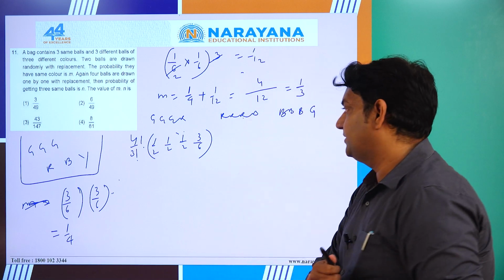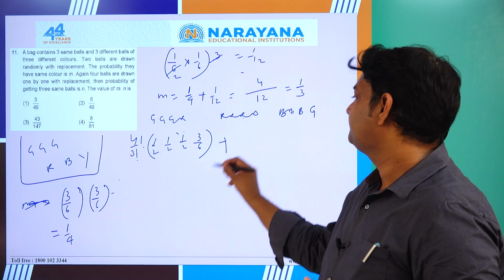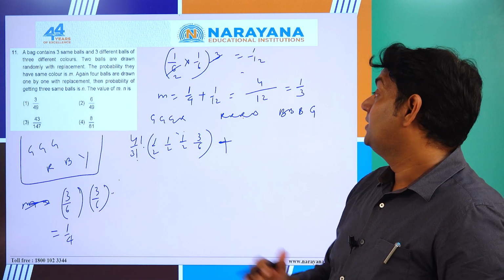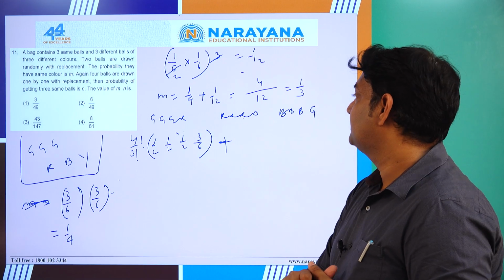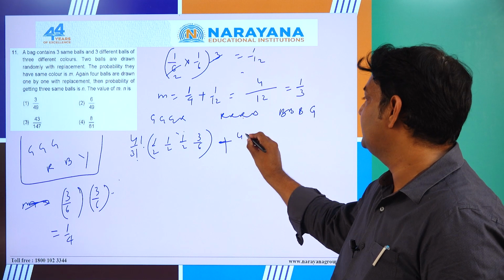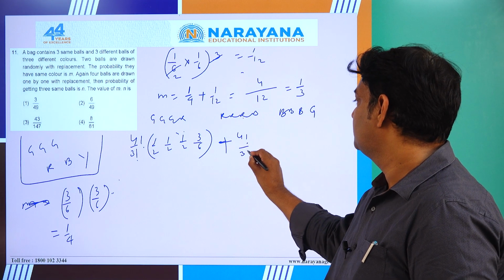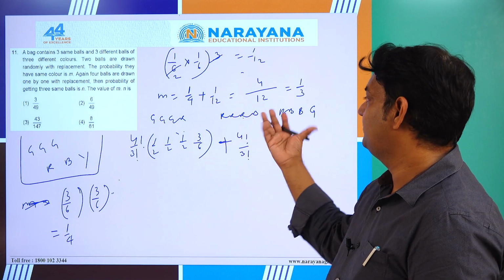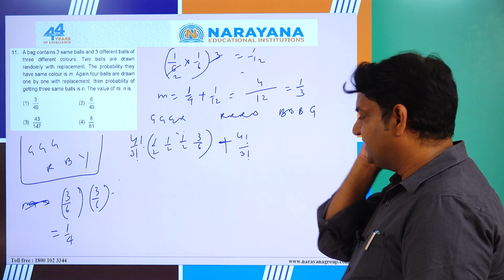Now red is coming 3 times. Again, first of all, this 4 factorial by 3 factorial. Red, red, red, blue, or red, blue, like that.